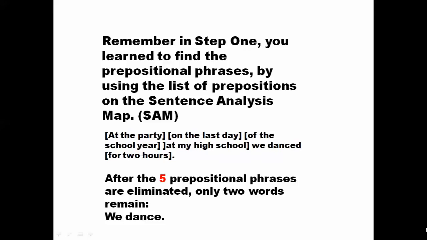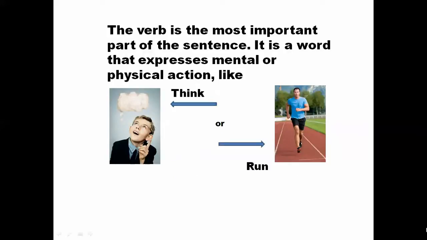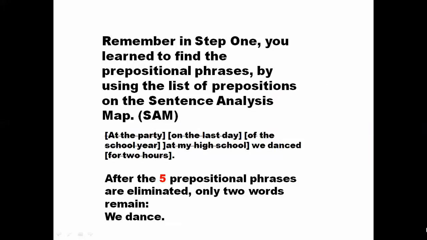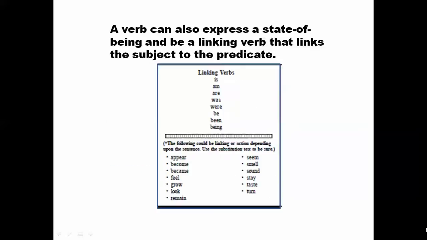We dance. The verb is the most important part of the sentence. It is a word that expresses mental or physical action, like think or run. So in this sentence, dance shows physical action. So dance is the verb.